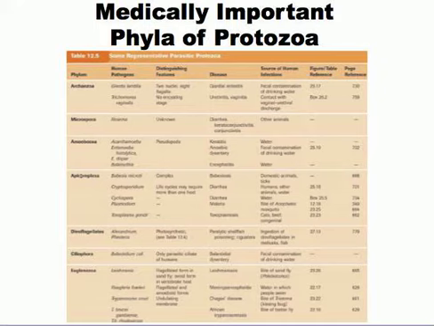Here are some representative parasitic protozoa. We talked about most of these, I think. If this helps you review what their distinguishing characteristics are or what types of disease they cause, please use it if you find it helpful. If not, this is nothing that you would have to memorize.